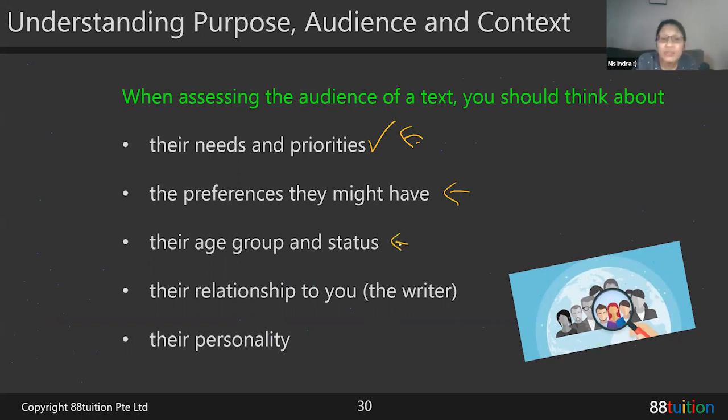Age group and status: this really depends on the piece that you're writing and their relationship to you as the writer. Their personality as well. What would appeal to them? If your boss is very target driven, you tailor your writing to say, with this laptop, I'll be able to produce 10 reports instead of 5 reports a day, for example. So this would make your case a little more convincing.